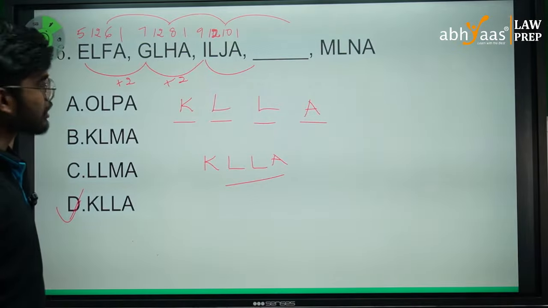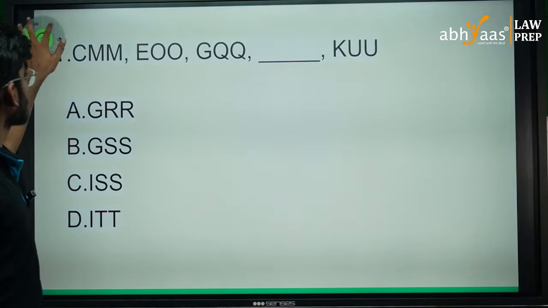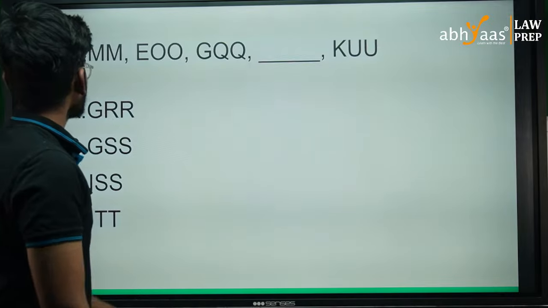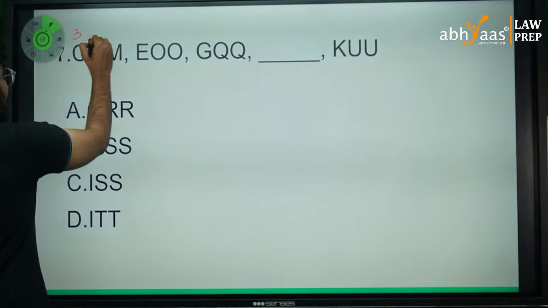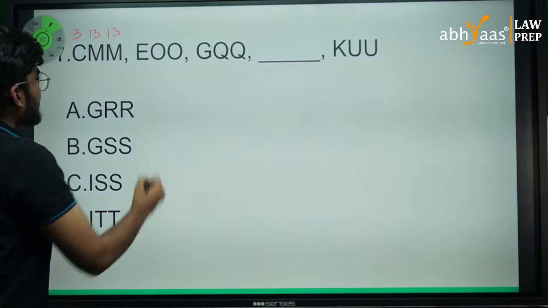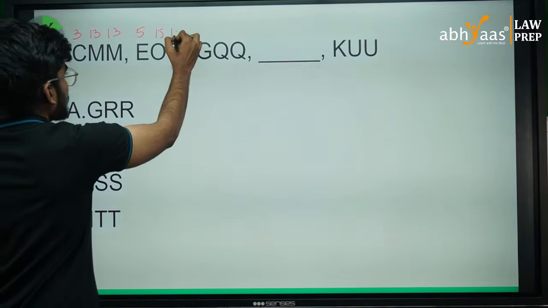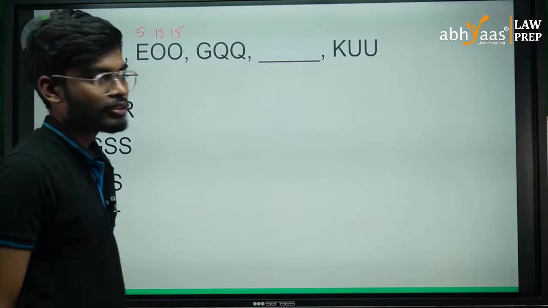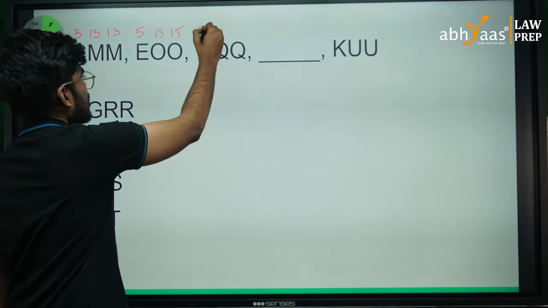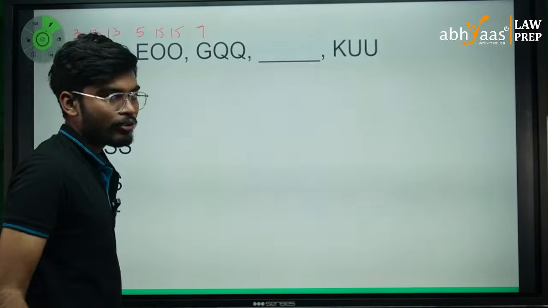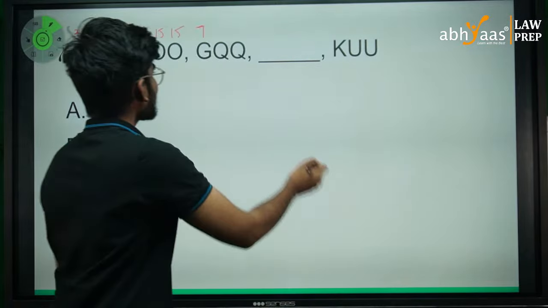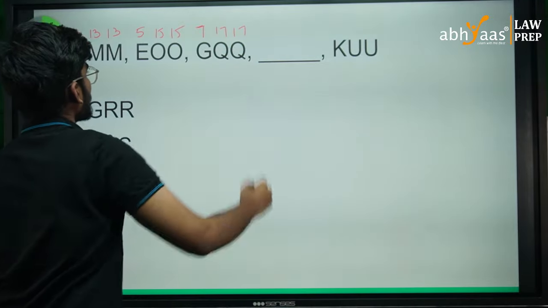Moving to the next question. C means 3, M means 13, and next A is 1, O means 15, and next G is 7, O, P, Q. Q means it is 17. Okay, let us start.